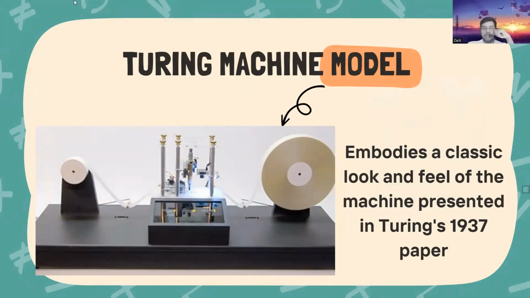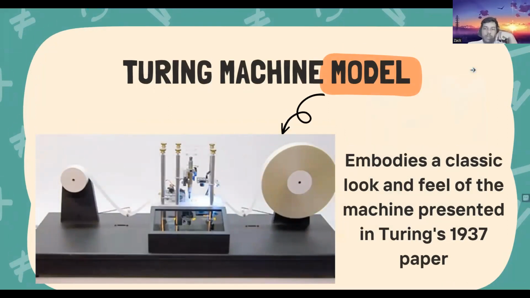Okay, hi. I will be talking about the Turing machine model. This is a model created by a YouTuber called Dave Buster. This model embodies a classic look and feel of the machine presented in Turing's 1937 paper. As you can see in the left-hand side picture, it's a machine that was made based on Turing's 1937 paper. So what are its functions? Next slide.